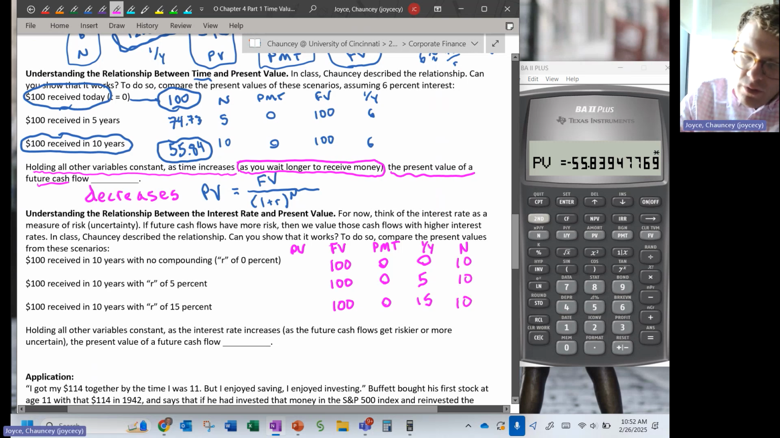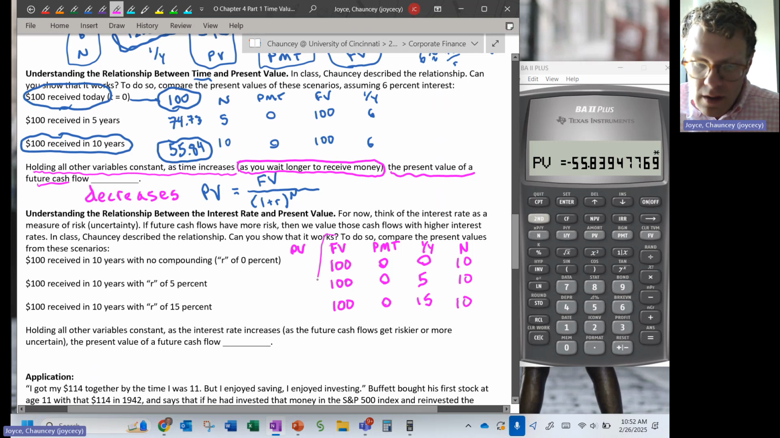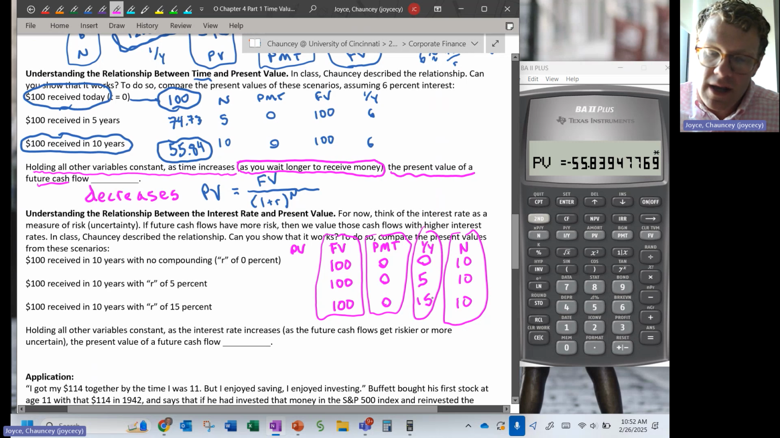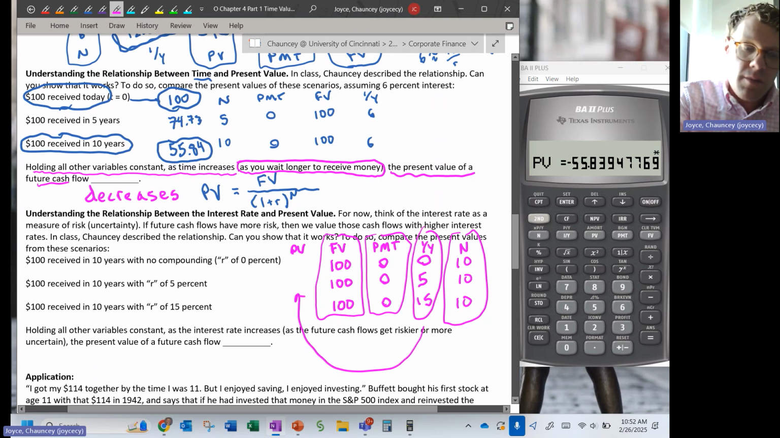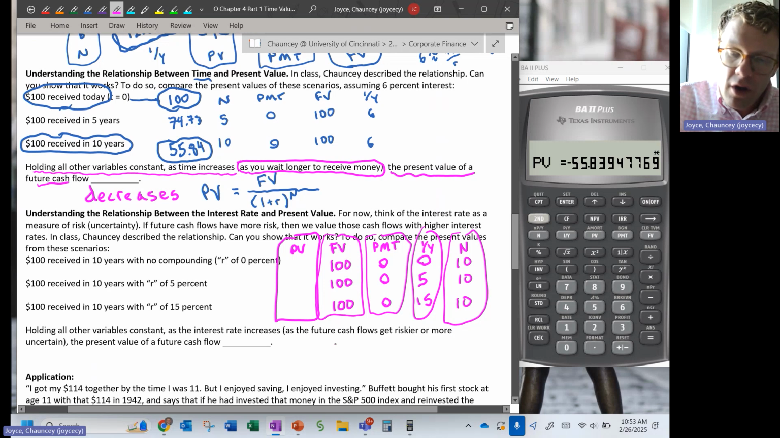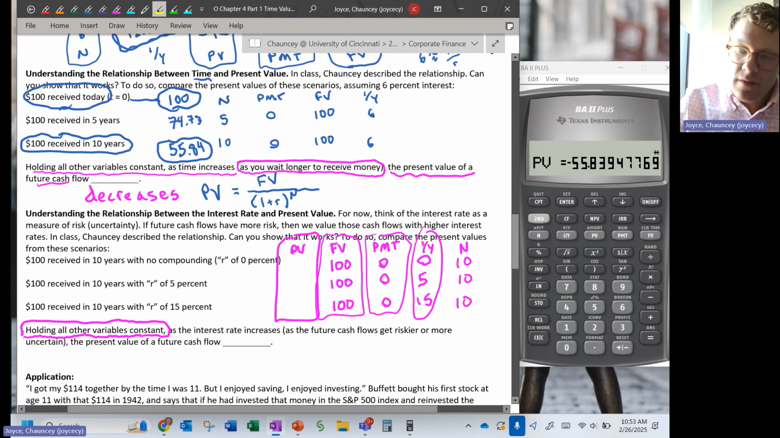So we hold in finance typically each variable constant except for one, so we can understand its impact on the other. So here we're concerned about present value. Maybe it's a stock value, maybe it's a bond value, whatever. So to understand what drives that value or what contributes to it, we hold all other variables fixed. So our future value is fixed at 100, our payment is fixed at 0, and our time is fixed at 10. That's what I mean when I ask holding all other variables constant. This way we can see, hey, rates are going up. What can we expect to happen to valuation?